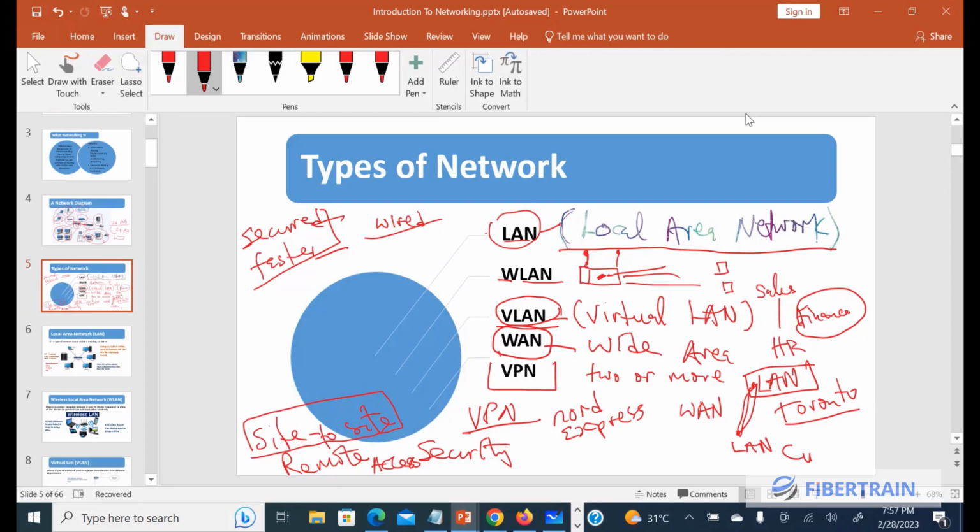Once again, if you have any question, please go ahead and ask before I show you examples of these network types using diagram. Yeah, it's really good. All right. I'm good. Okay.